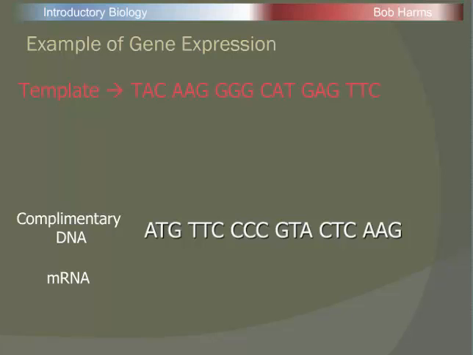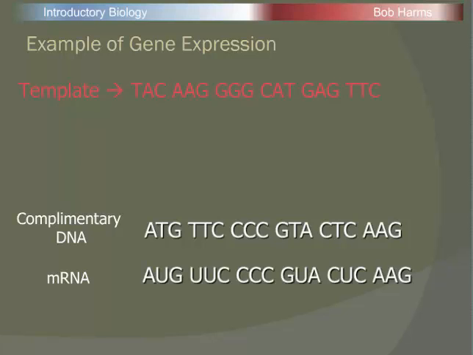The important thing to remember when we're doing messenger RNA are two things. Number one, the messenger RNA is only going to have U's in it, not T's, so it's going to be made up of A's, U's, G's, and C's. And second, it has to physically match or pair up with the template. So we're going to ignore the complementary strand, and it matches the template. So to match up TAC, our first three letters in our template, would be AUG. And then UUC, CCC, GUA, CUC, and AAG.